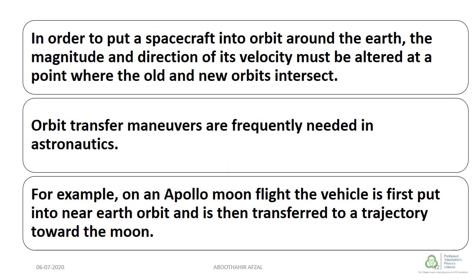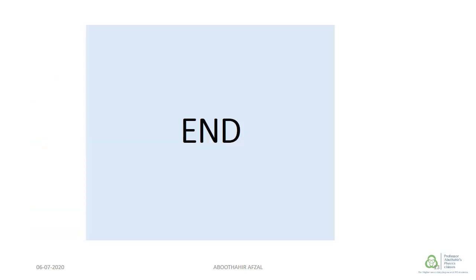Therefore, in order to put the satellite into orbit around the Earth, the magnitude and direction of its velocity must be altered at a point where the old and the new orbits intersect. Orbit transfer maneuvers are frequently needed in astronautics, and for example, on an Apollo moon flight, the vehicle is first put into a near-Earth orbit and then transferred to a trajectory towards the moon. Thus we come to the end of this video.